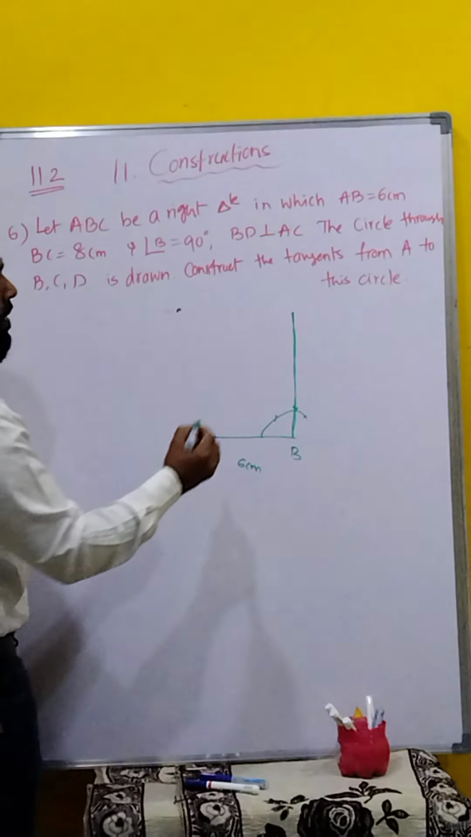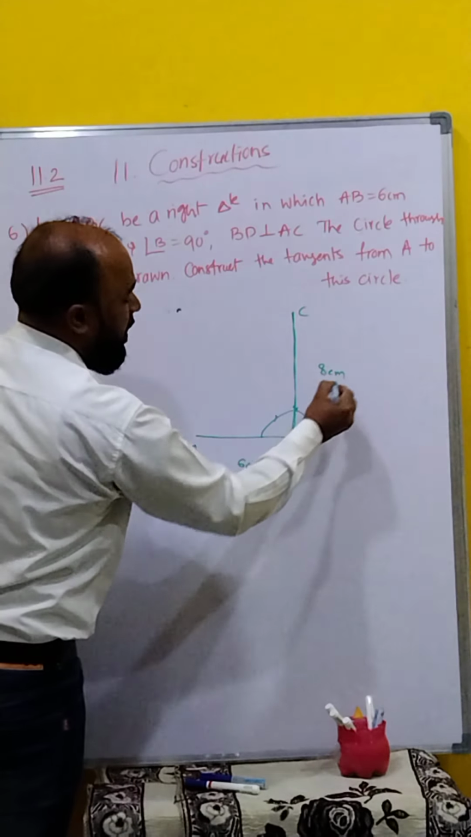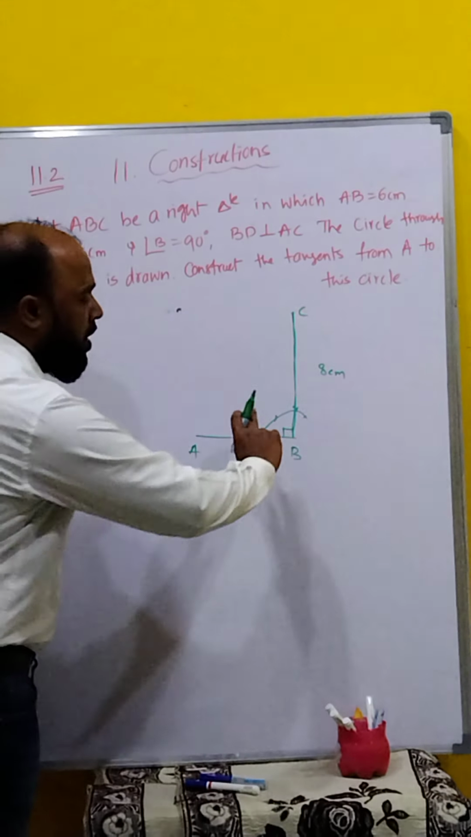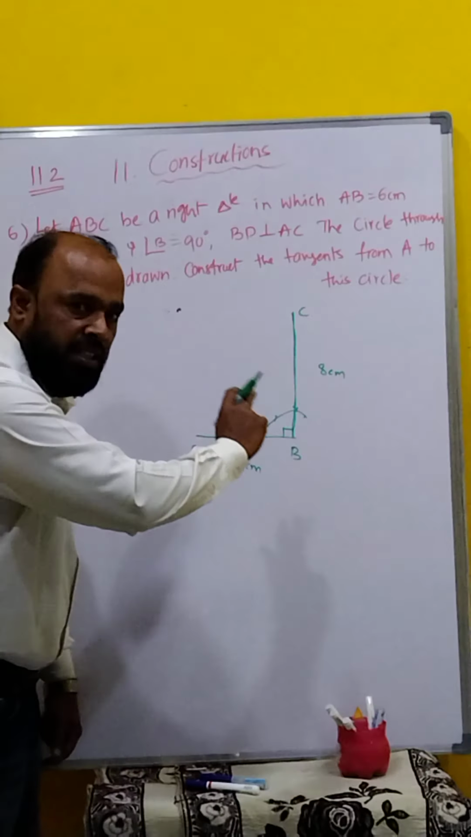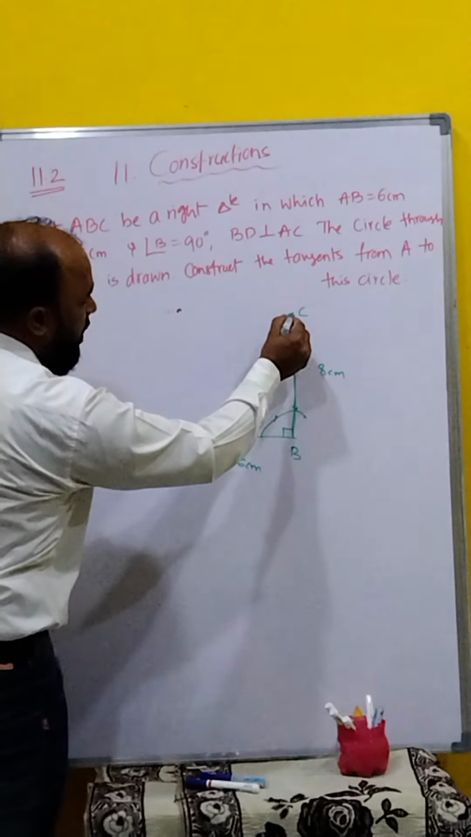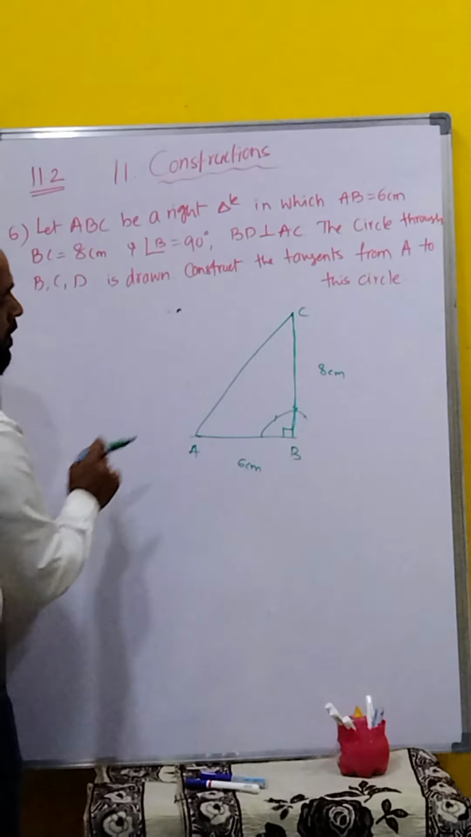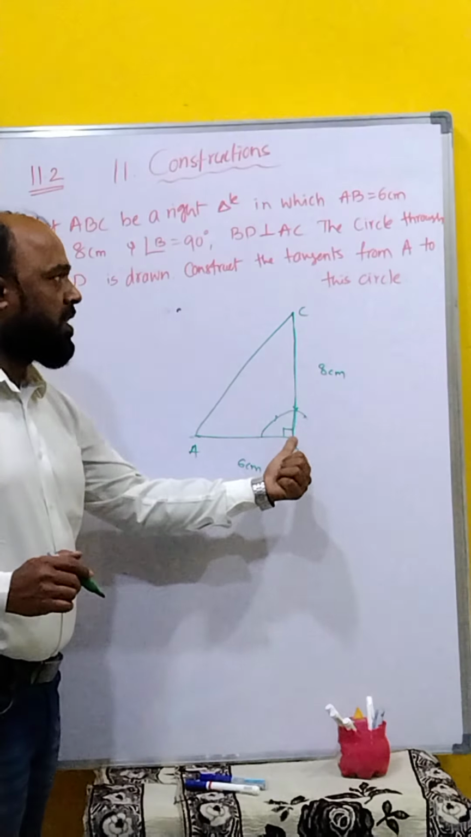What is the length of this one? BC is equal to 8 centimeters. It is a perpendicular, 90 degrees. Using the compass, you can draw this 90 degrees bisector. Then join AC. This is the triangle formed, triangle ABC, with angle B equal to 90 degrees.